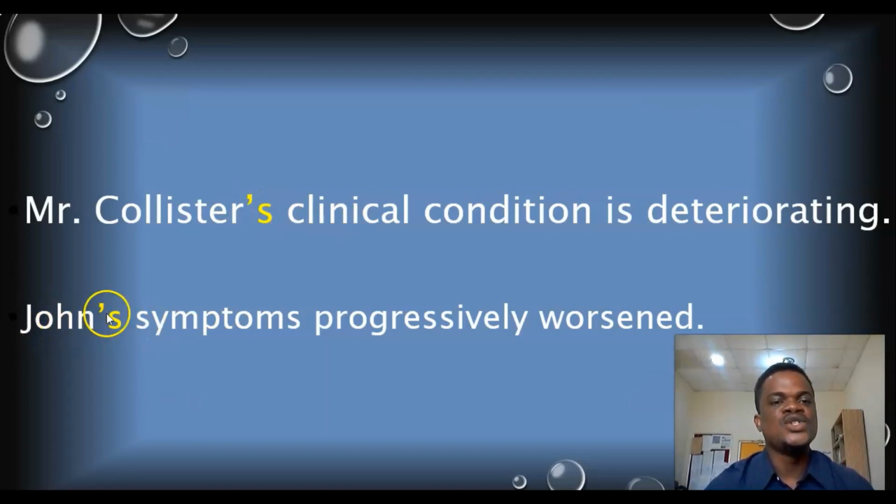Look at here again. John's symptoms progressively worsened. Here, these symptoms are for John. Or we can actually remove this now and replace it with his. His symptoms progressively worsened. So when you see things like this that you can replace with his, that means it's actually possessive. So John is possessing these symptoms. You should add apostrophe and then S to show that possession.